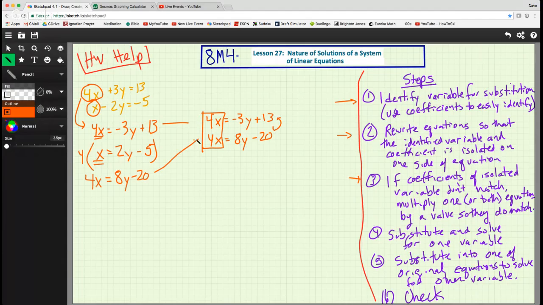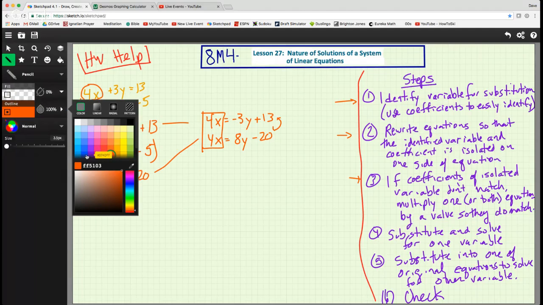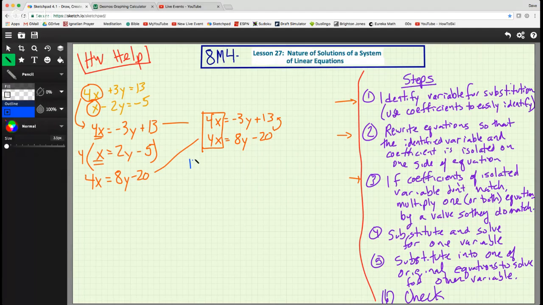And I have an equality on the left. So now let's use this equality on the right and solve. So let's go ahead and solve this thing. And we're going to move on to what I'm going to call step 4. And I'm going to say, well, the substitution is negative 3y plus 13 equals 8y minus 20. Now I'm going to add 3y to both sides, and I'm going to get my variables on the left side.